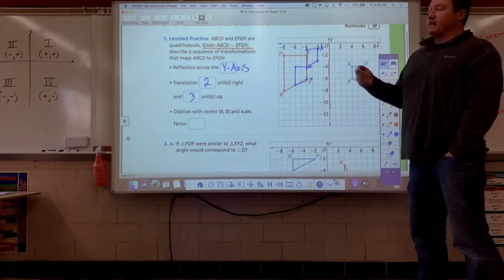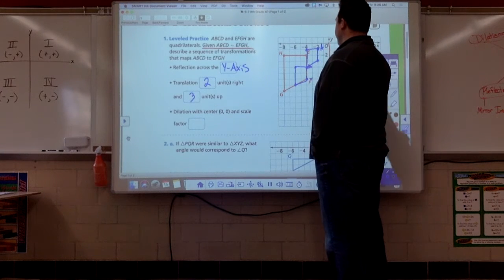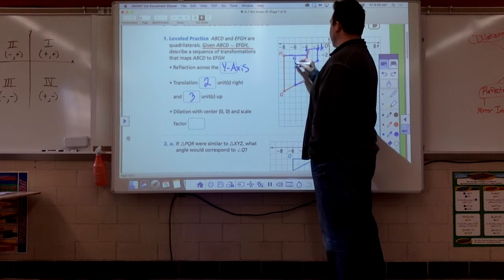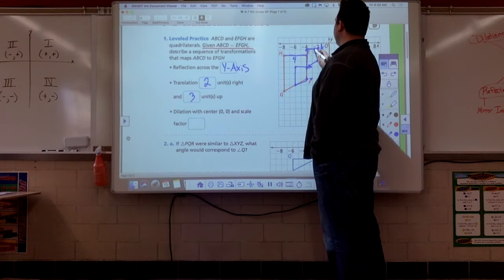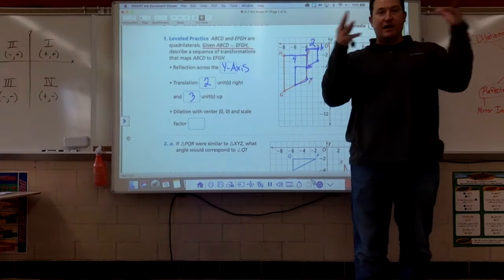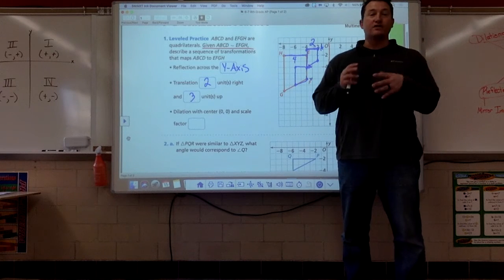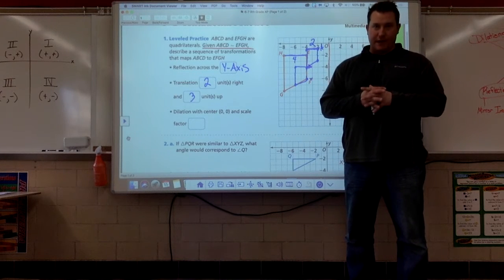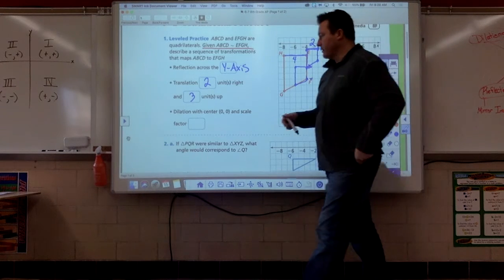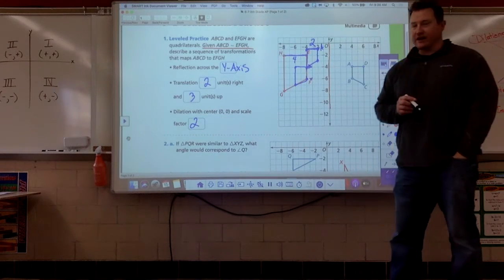And then finally, we have to dilate, right? So let's look at some different side lengths. Here I've got a side length of 4. Here, I have a side length of 2. Now, if we have a side length of 2 and we have to make it bigger and turn it into a side length of 4, what scale factor should we multiply by? 2. That's right. So we dilate with a scale factor of 2.